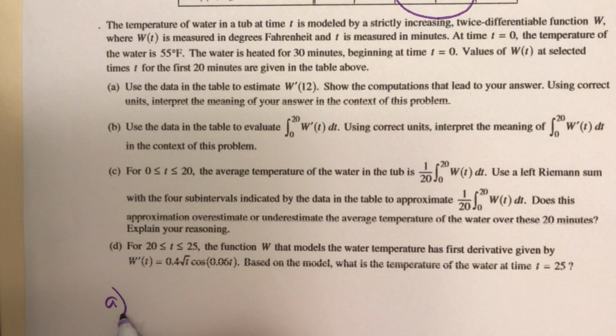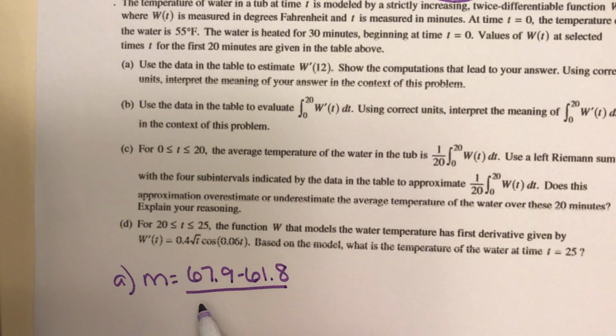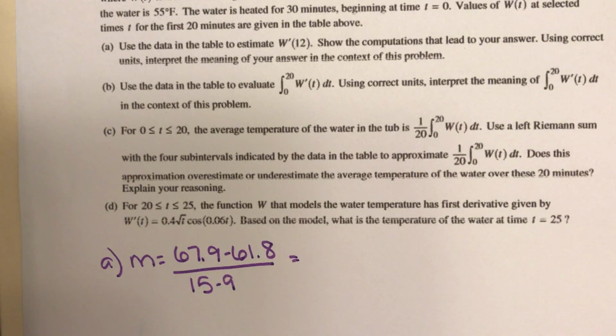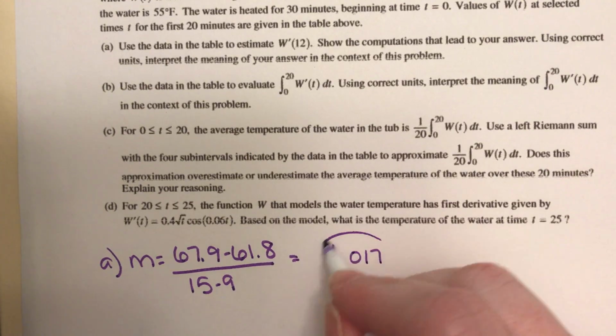So for part A down here, I'm going to find the slope. I'm going to subtract my y value, 67.9 minus 61.8, divided by, now I'm going to subtract my x values, 15 minus 9. So that gives me, and I'll give you a second, go ahead and pause the video and calculate that with your calculator. This is a calculator enabled question, as all of your FRQs will be this year. So we want to make sure that we round to 3 places, so that's 1.017.